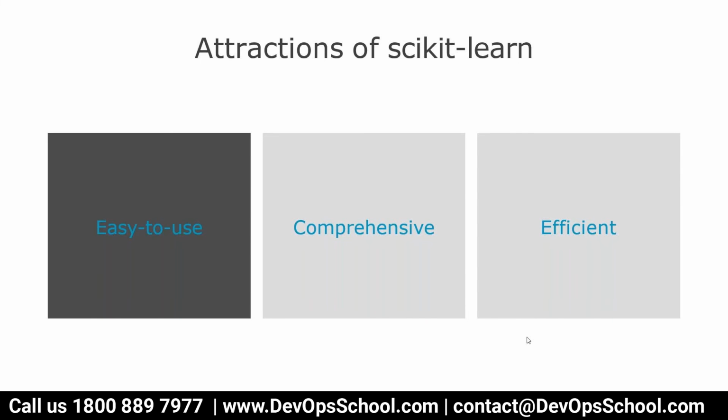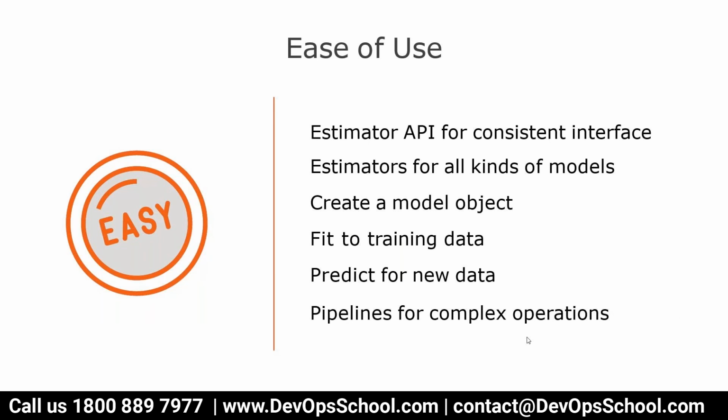When you say easy to use, in Scikit-Learn you have one API, which we call the estimator API. That means if you want to talk to multiple ML models supported by Scikit-Learn, you just need one connection, one API call, and that's called the estimator API. Anything you want, you just have to call the estimator API. The estimator API provides a consistent interface, and using that you can do whatever you want.